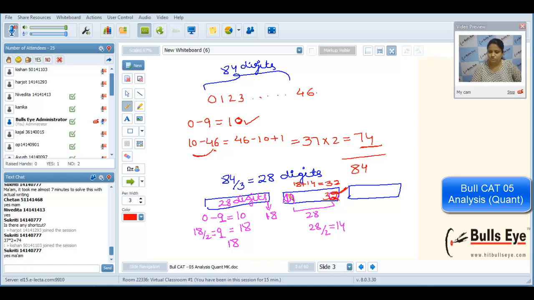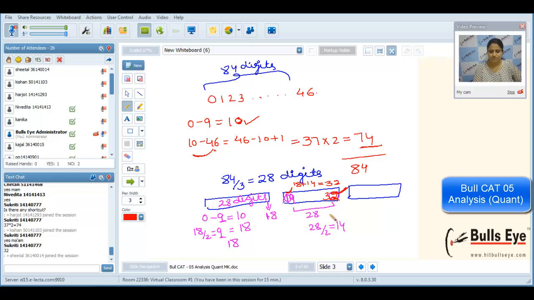So we will add this 2 plus 1. So this is 3. 1 plus 2. Yes, Sukriti, absolutely. What was the question? It was, what is the sum of the first place and the last place on the middle sheet? Is it okay, Sukriti? Okay.